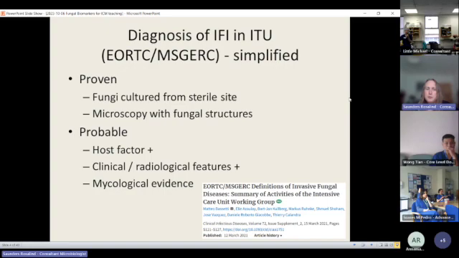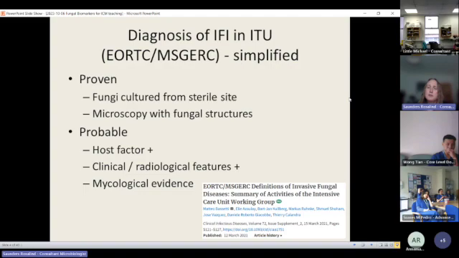So what's important to note is that a lot of the work on invasive fungal infections comes from the haematology and oncology population. So the EORTC is the European Organisation for the Research and Treatment of Cancer, and MSG is a mycology study group, something to do with education.